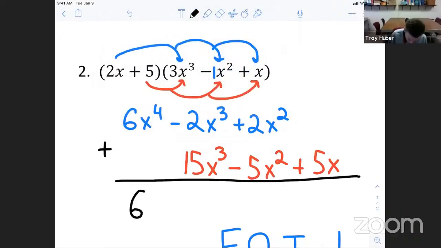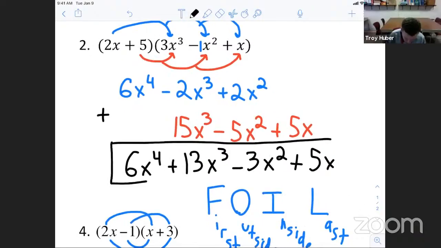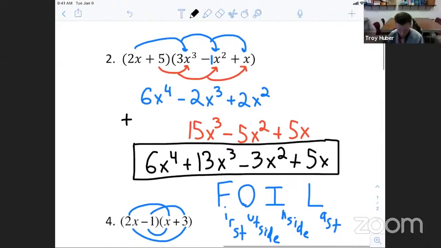I have 6x to the 4th. Negative 2 plus 15 would be positive 13x cubed, minus negative 5 plus 2 would be negative 3x squared plus 5x. And this would be our answer for that number 2. Okay, we can't simplify it anymore, that's it.